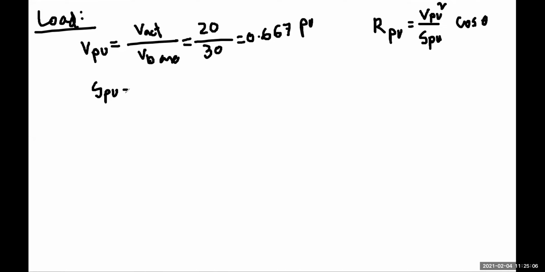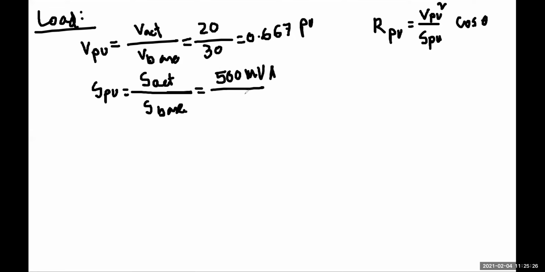So what is your SPU? Again, S actual by S base. What was your S actual? Go to the question and see. It was 500 MVA. What is your base? 350 MVA, right? So this value will be how much? 500 divided by 350. This one is 1.4286. Okay, this is PU.